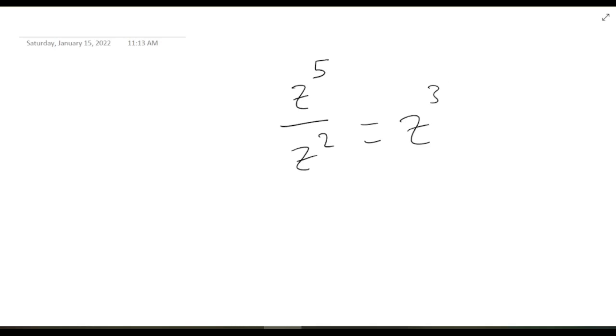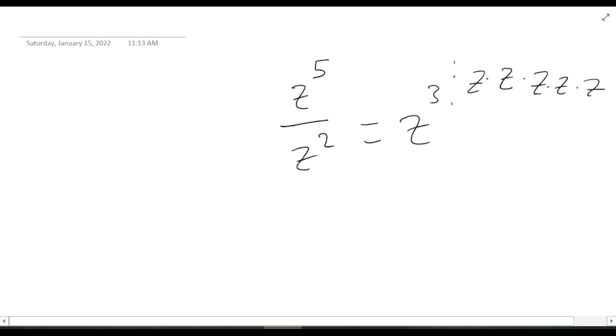And we know this is true because if we write it out, so z times z times z times z times z over z squared, so that's z times z, we can see z over z cancels out and z over z cancels out. So that leaves a 1 in the denominator, and we have 3 z's on top. So that would equal z to the 3rd.